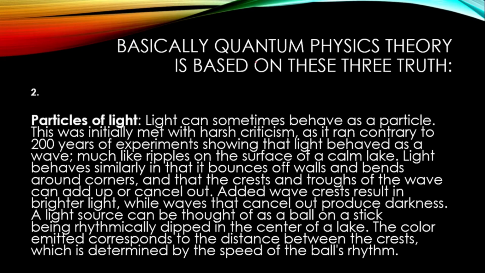Okay. And then, particles of light. The second truth: light can sometimes behave as a particle. This was initially met with harsh criticism as it ran contrary to 200 years of experiments showing that light behaves as a wave. There was the theory of Isaac Newton that light is a particle, but for 200 years the most accepted theory is that light is in the form of a wave, much like ripples on the surface of a calm lake.